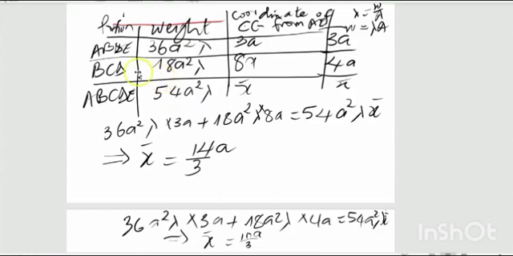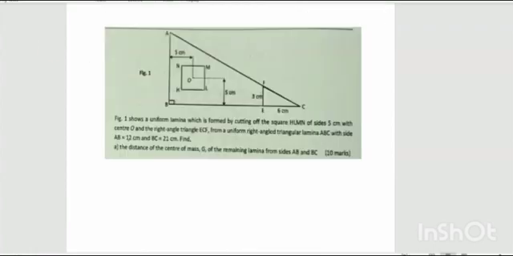I would like us to look at this regional mock question where we have our triangle here. Figure 1 shows a uniform lamina which is formed by cutting off the square HLMN of sides 5 centimeters with center O and a right angle triangle ECF from a uniform right angle triangular lamina ABC with side AB 12 cm, BC 21 cm. Find the distance of the center of mass of the remaining lamina from the sides AB and BC.